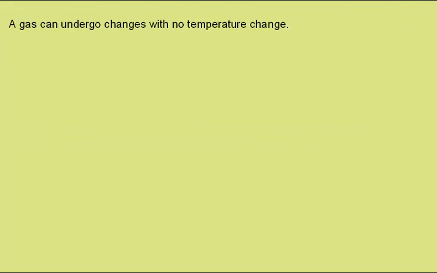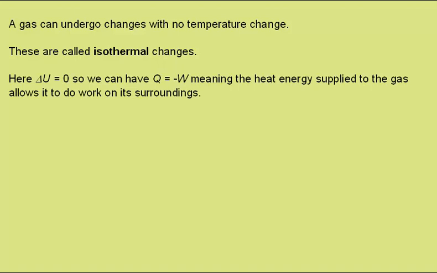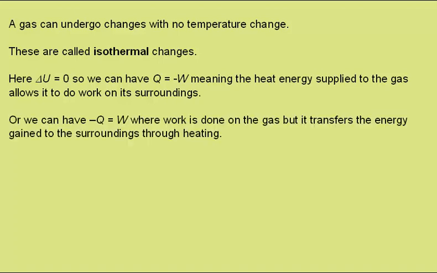A gas can undergo changes with no temperature change. These are called isothermal changes. Iso meaning same, and thermal relating to temperature. Here, delta U, the change in internal energy, is 0. So we can have Q is equal to minus W, meaning the heat energy supplied to the gas allows it to do work on its surroundings. Or we can have minus Q is equal to W, where work is done on the gas, but it transfers the energy gained to the surroundings through heating.